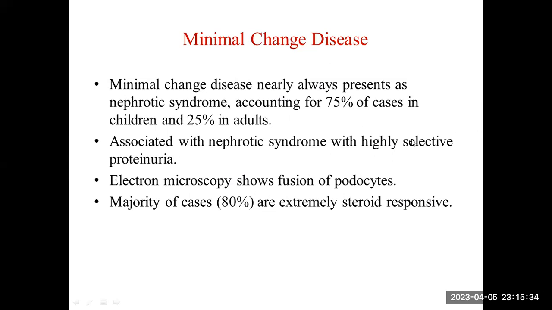On electron microscopic examination in minimal change disease, you will detect what is called effacement of the podocytes, or fusion of the podocytes' foot processes. The foot processes of the podocytes will start to fuse together, and this contributes to the leaking of albumin that happens in minimal change disease.